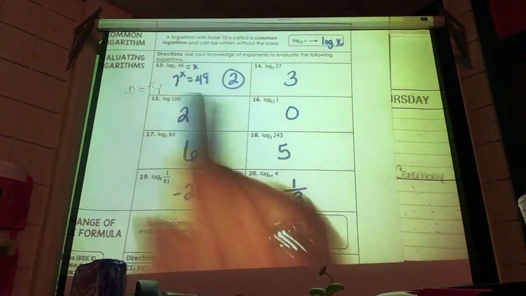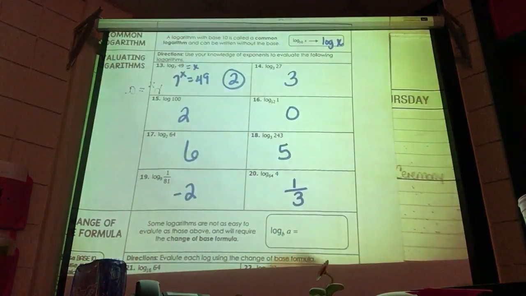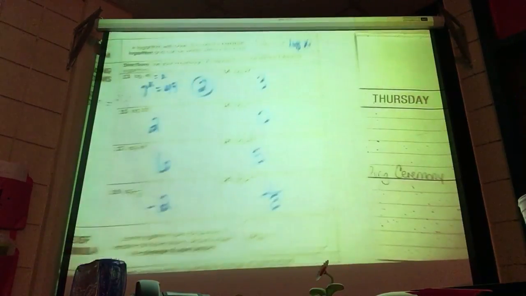All right. Now, this is in a perfect world, right? What happens if I ask you, what do I raise... These aren't even really bad. Log base 16 of 64. What do you raise 16 to get 64? No. Square root of 16 is 4. So 4. All right, let me show you what to do.